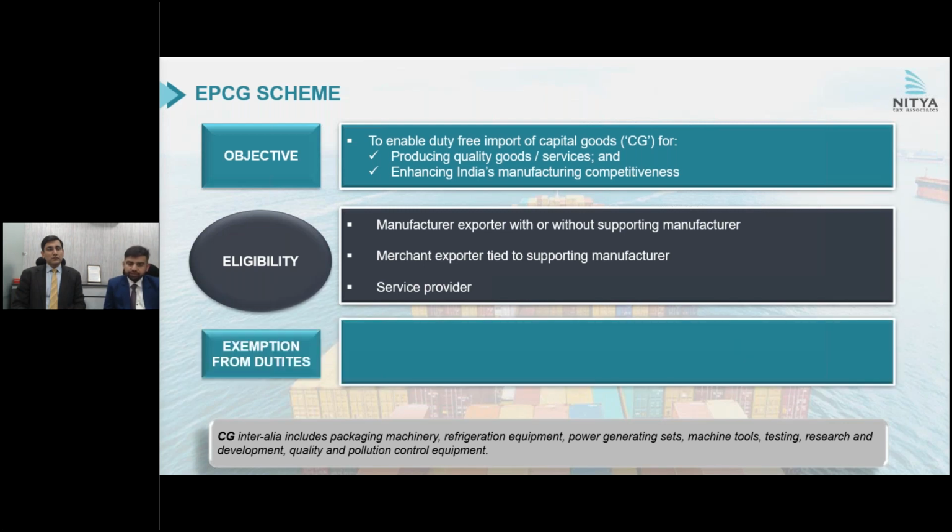The duties which are exempt under EPCG scheme are BCD and social welfare surcharge. So these are upfront exemptions of both the duties, where an importer need not pay any duty at the time of import of capital goods. Another duty, which is optional, so that an importer need not pay at the time of import of capital goods, is IGST and compensation cess, and the same is available till March 2020, which is likely to be extended beyond that date.